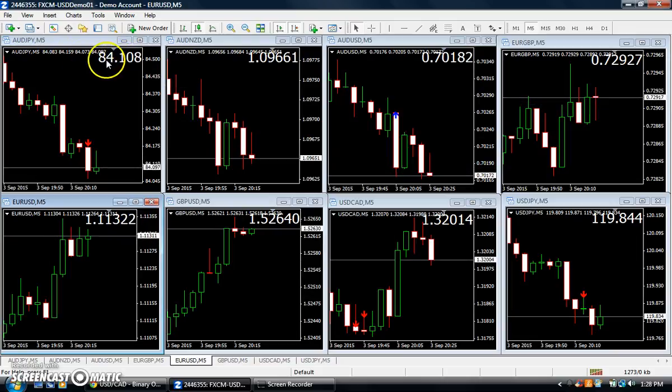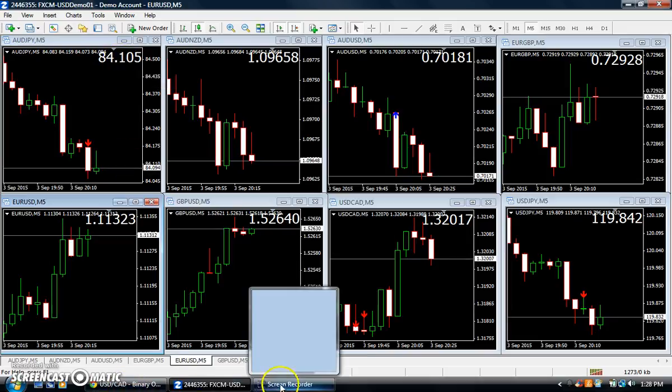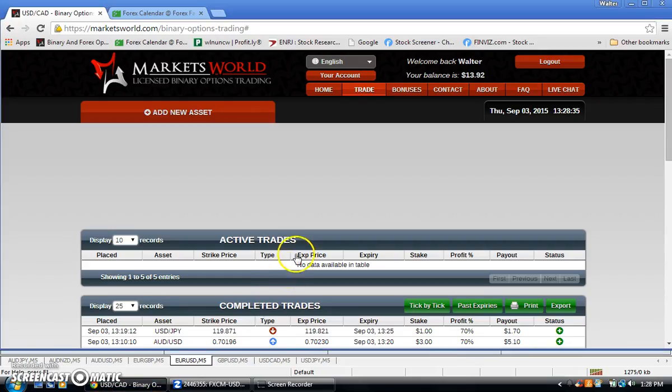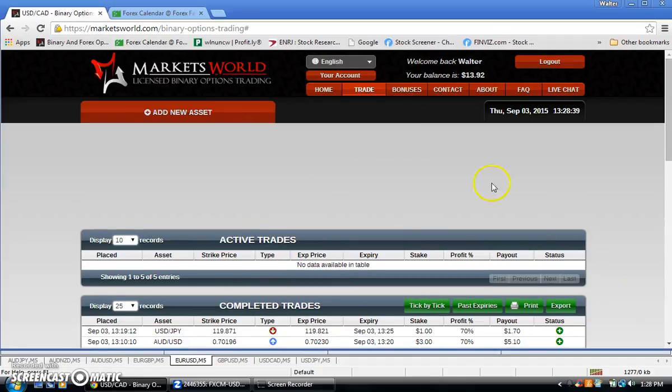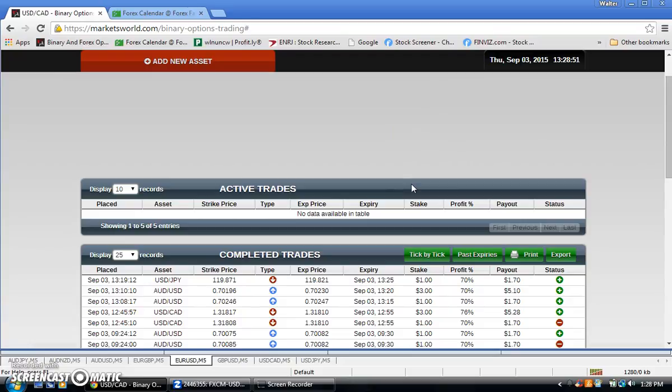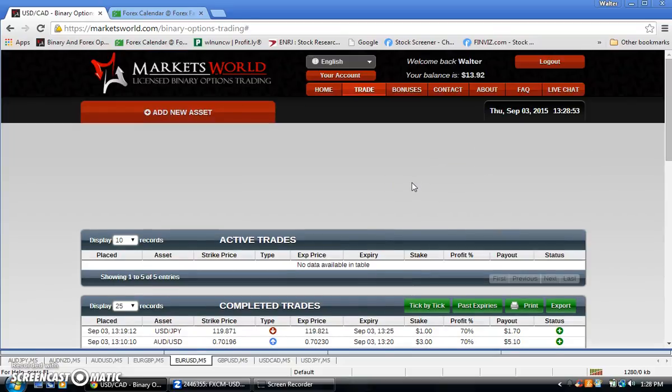This one just seems to correlate more with the broker I'm using over here. I'm not recommending brokers or anything. This is just who I'm using right now. You know, $13.92 right now, which is great. The goal is to try to get it to $25, if not higher. And this is a real account.